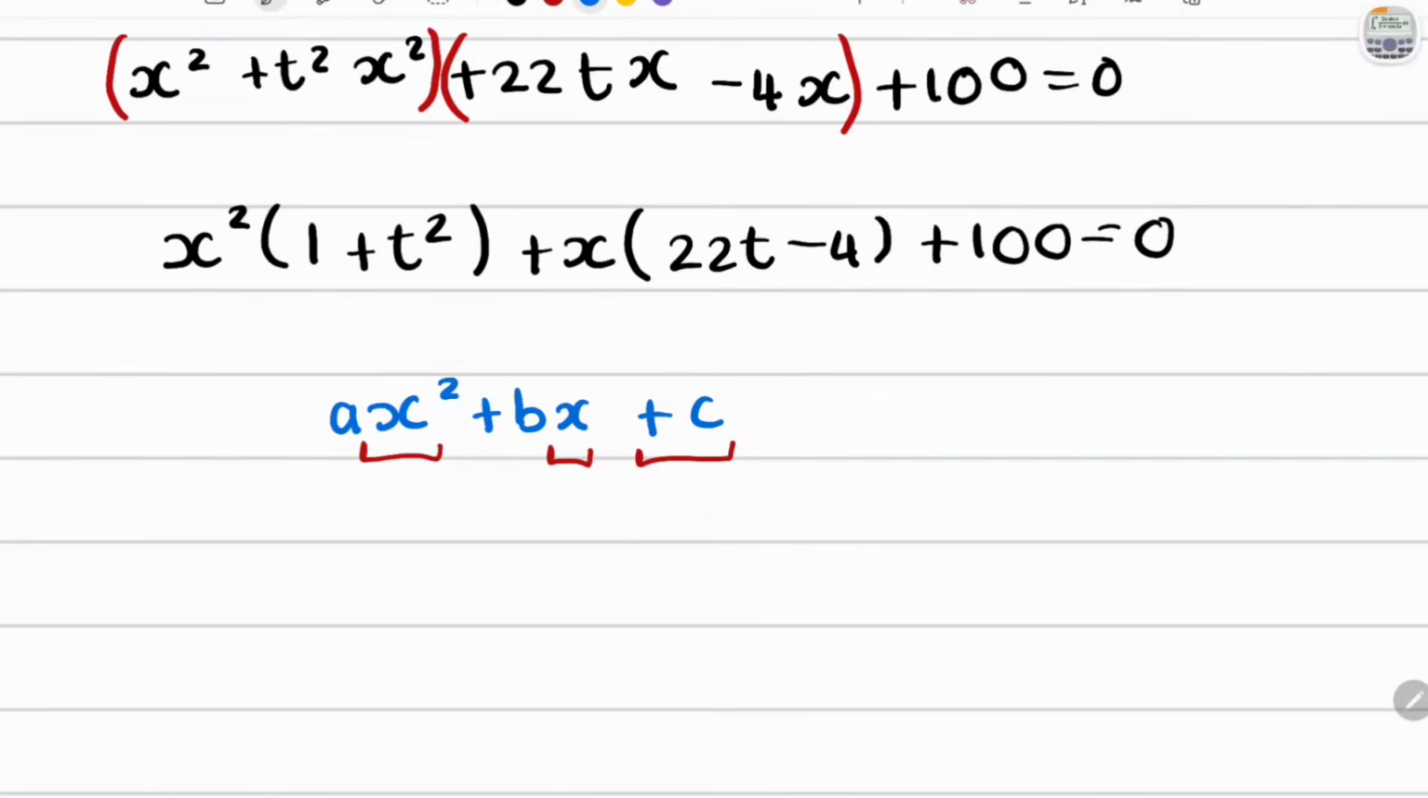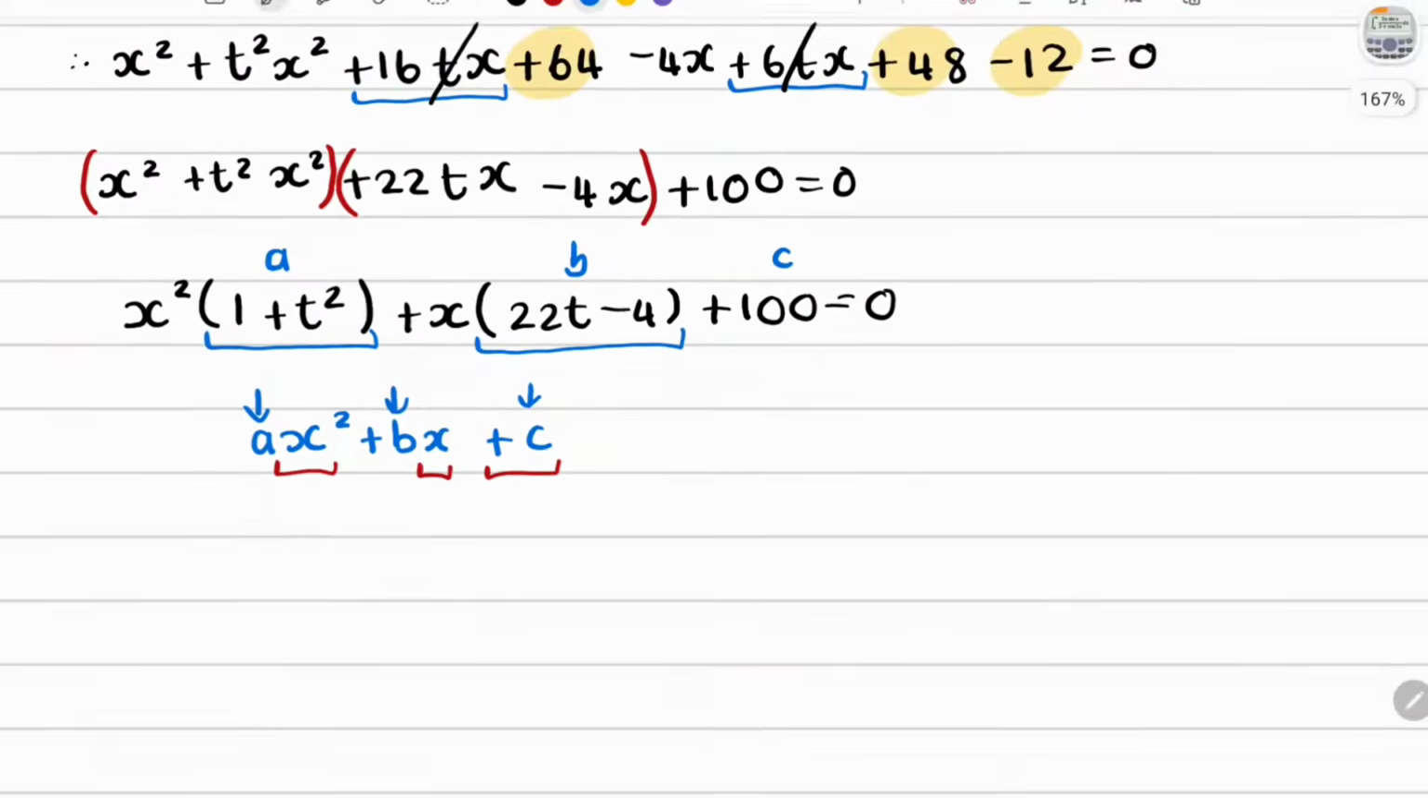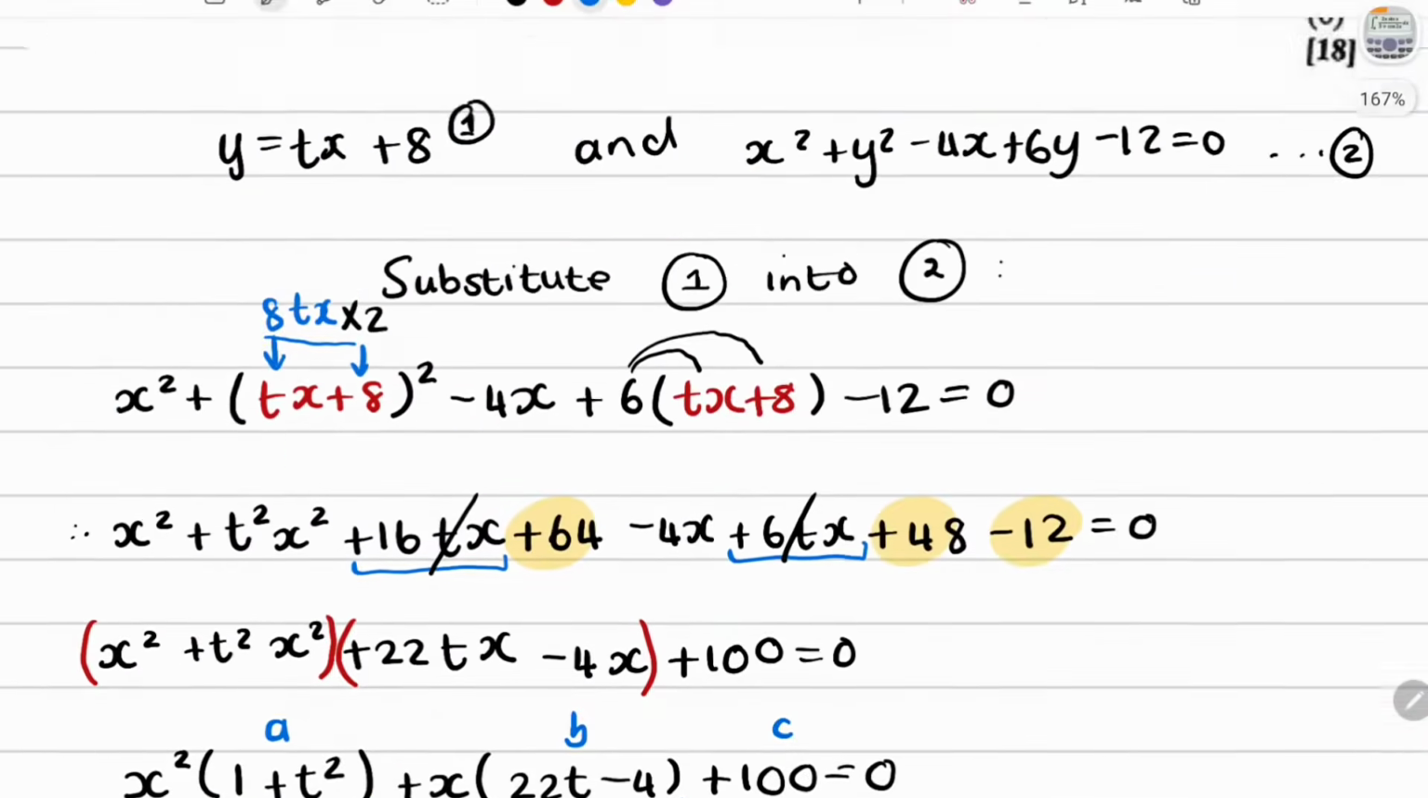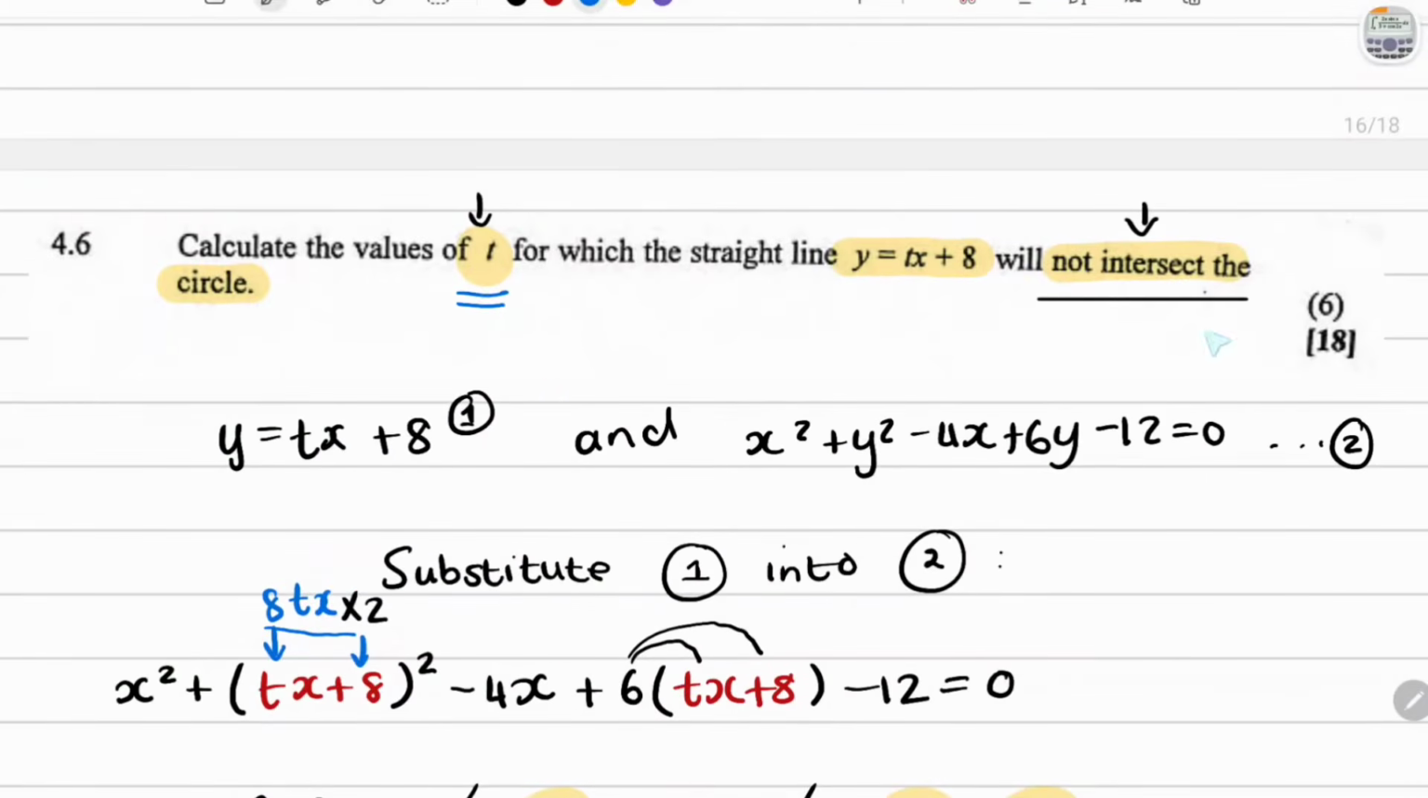So now I can see that the coefficient of x squared, the a, is this number. That is our a. And then the coefficient of x, which is the b, is this number, because that's what's being multiplied to x. And then the constant is just 100. So this is b, this is 100. Constant is 100.